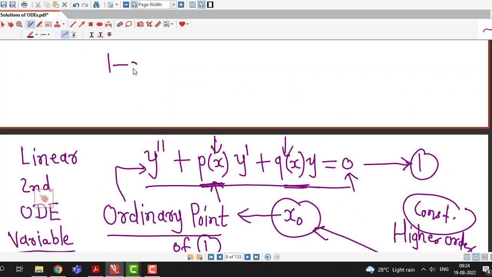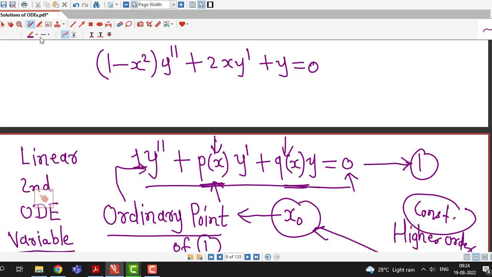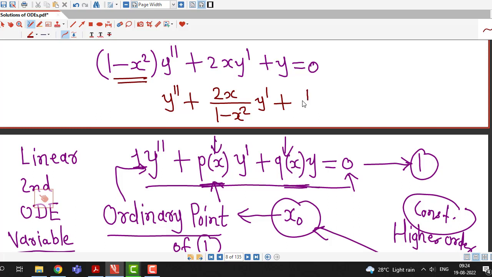Suppose I have the differential equation (1 minus x square) into y double dash plus 2x y dash plus y equal to 0. First I have to make sure that the coefficient of y double dash is 1. So I will rewrite this differential equation by dividing it by 1 minus x square. So I have 2x over (1 minus x square) into y dash plus 1 divided by (1 minus x square) into y equal to 0.